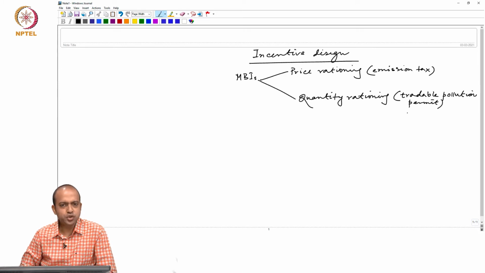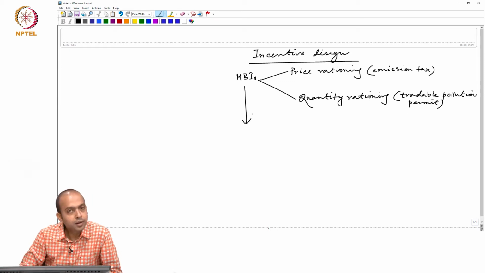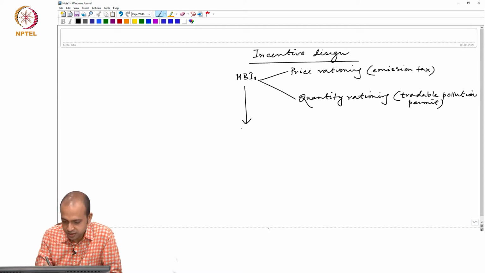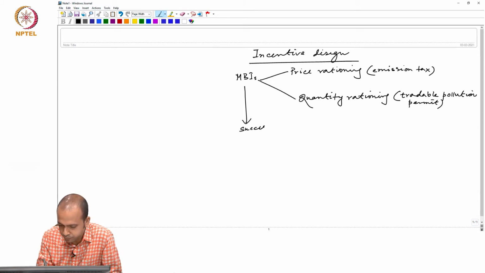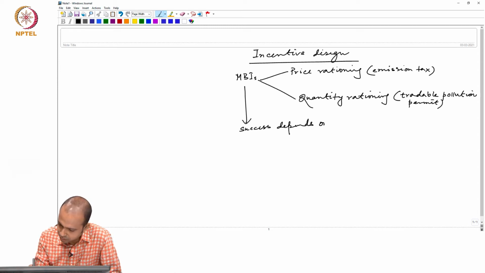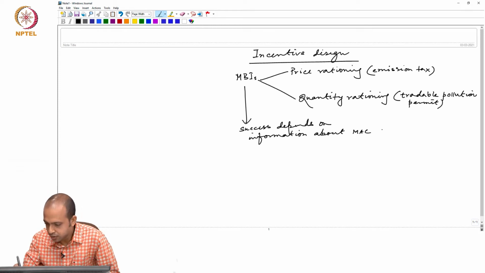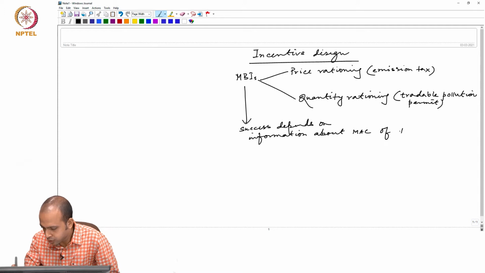Now, success of these two market based instruments depends on how well the policymaker or the regulator is aware of the marginal cost of pollution control, right? So, that means the success of these two instruments depends on information about marginal abatement cost, or MACs, of the firms.